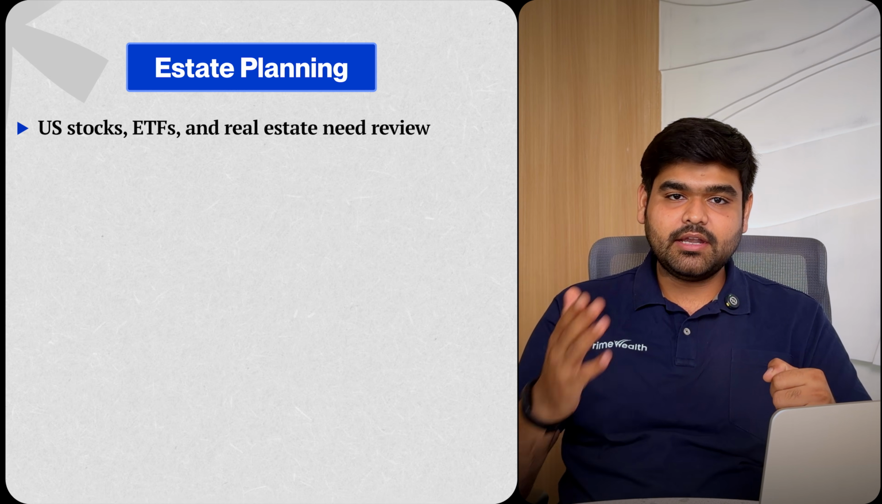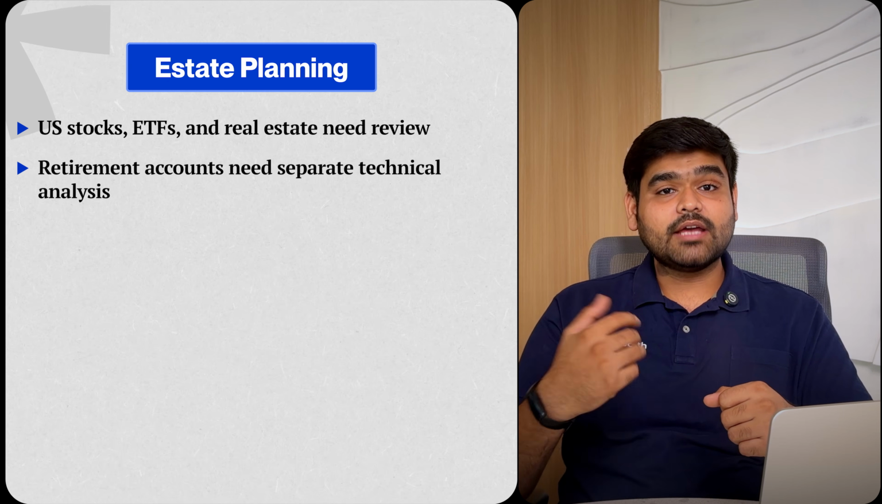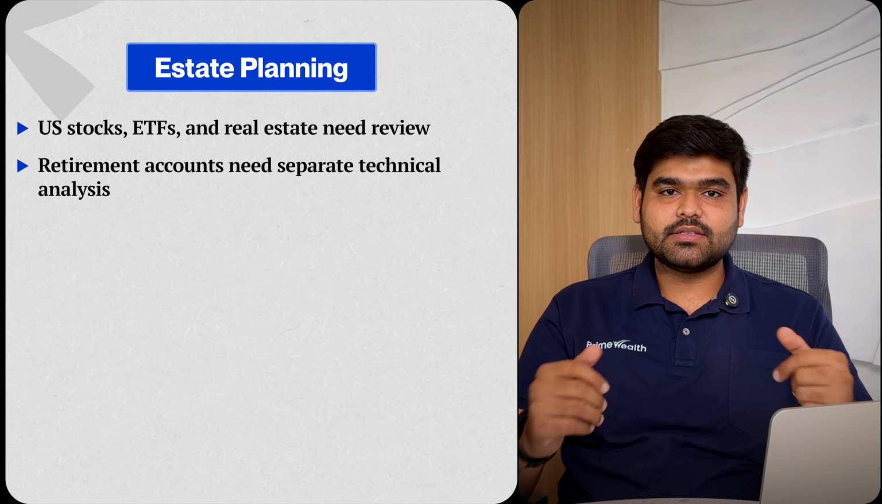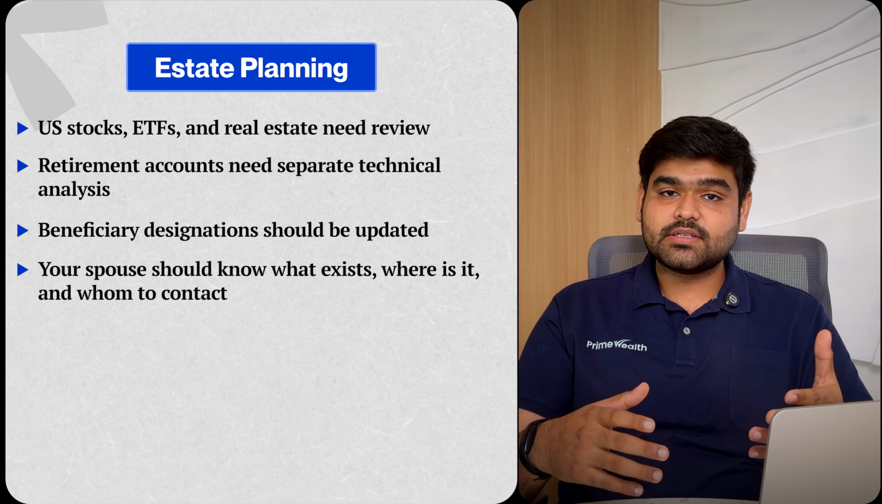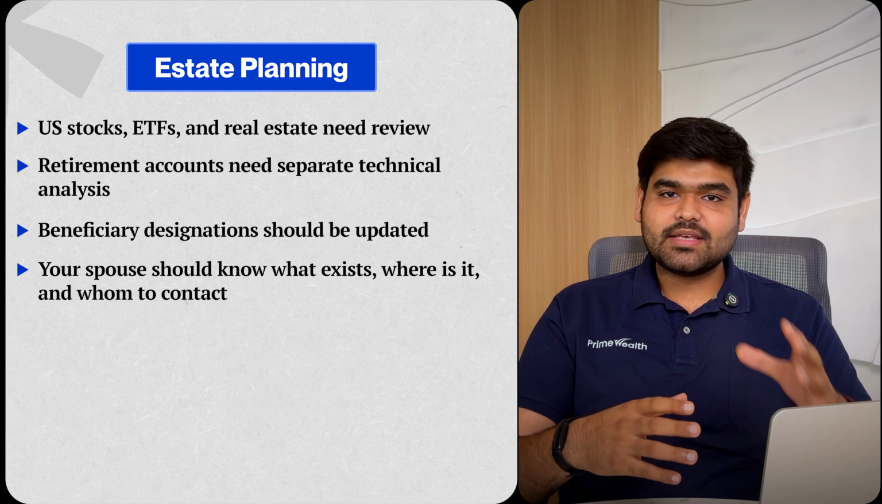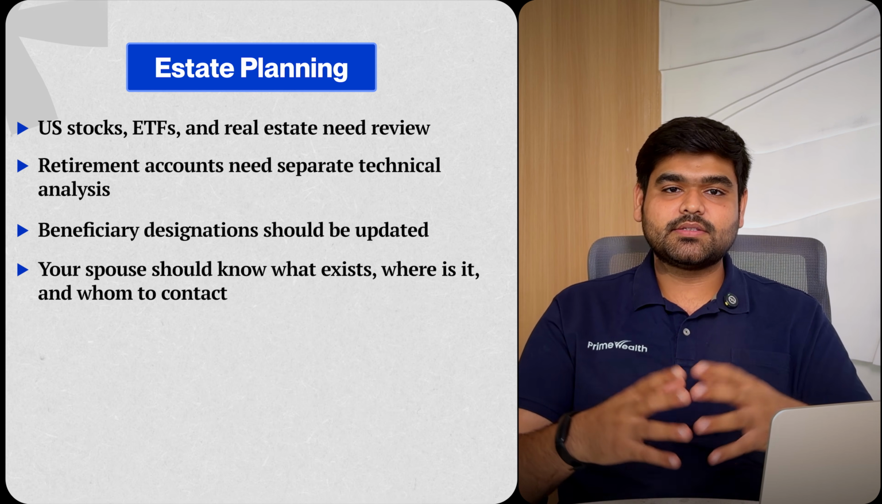A returnee may think, these are my US stocks, my spouse will get them. But if something happens suddenly, the family may have to deal with US paperwork, estate tax analysis, brokerage procedure, cross-border legal coordination. This does not mean every person with US account will automatically lose a large amount, but estate planning cannot be ignored. US stocks, ETFs, real estate need review. Retirement accounts need a separate technical analysis. Beneficiary designation should be updated, and your spouse should know what exists, where it is, and whom to connect. Estate planning is not only tax, it is access.